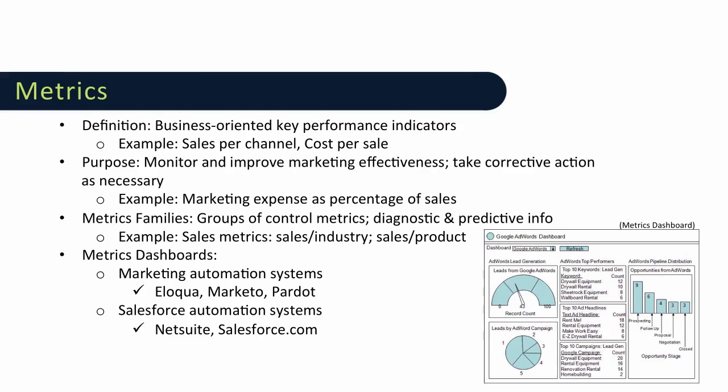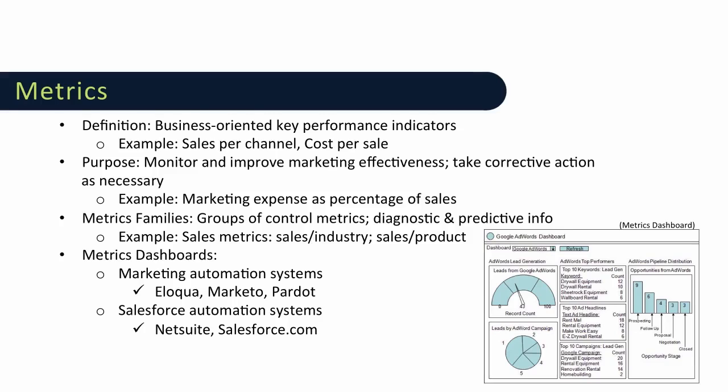We end this module by introducing metrics. We define metrics as business-oriented key performance indicators. Examples include sales per distribution channel, cost per sale, profit per sale, and so forth. Metrics help us monitor and improve marketing effectiveness, allowing us to take corrective action as necessary.